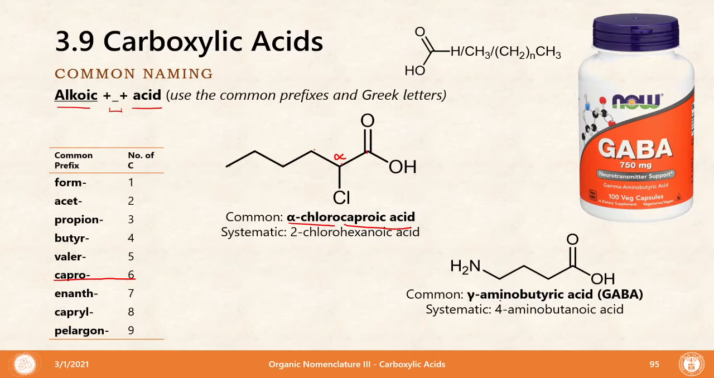Here, in this example, we have gamma-amino butyric acid. So this is butyric acid because it has 1, 2, 3, and 4 carbons, butyr. And then at position gamma, this is alpha, beta, and gamma, we have an amino group. So it's gamma-amino butyric acid, also known as GABA, which is an important neurotransmitter in the nervous system.